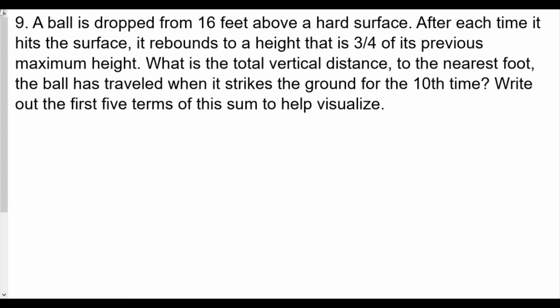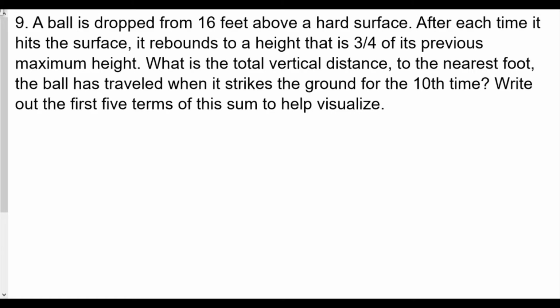So, a ball is dropped 16 feet above a hard surface. After each time it hits the surface, it rebounds to a height of 3/4 of its previous maximum height. What is the total vertical distance, to the nearest foot, the ball has traveled when it strikes the ground for the 10th time? Write out the first 5 terms of this sum to help visualize.